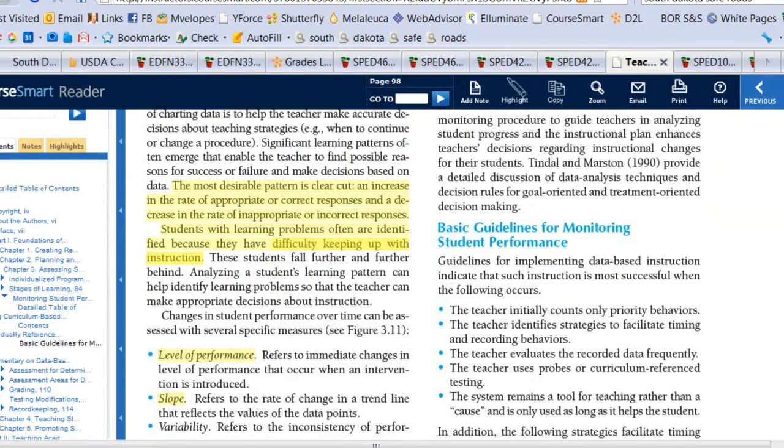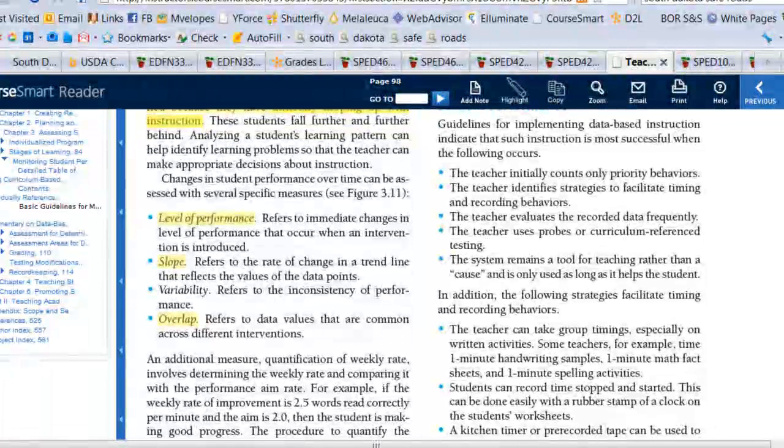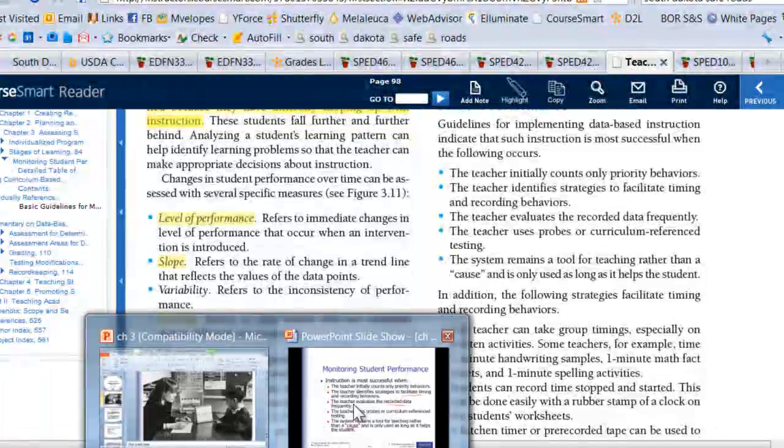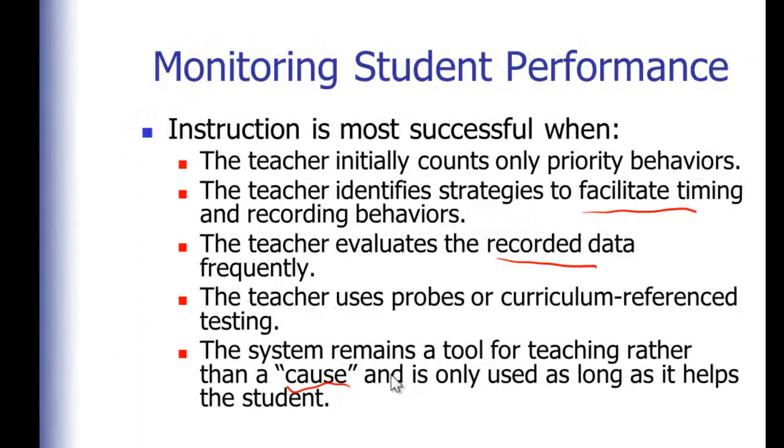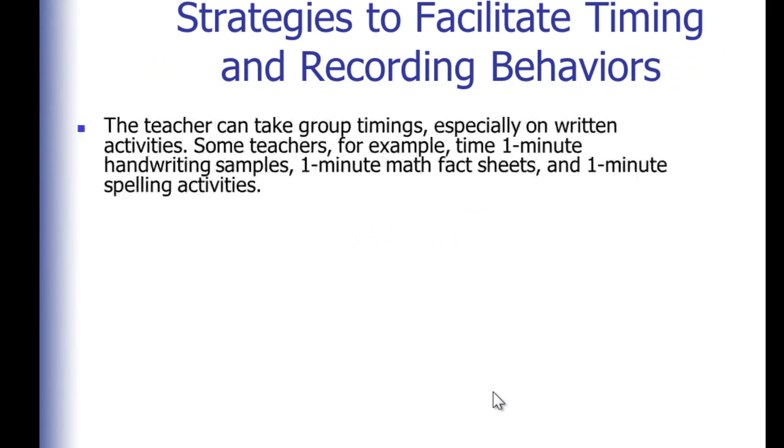So what are the guidelines for this monitoring? Well, you usually count this. Here, I can take you back here now. You're going to monitor this progress. You've determined what you're going to use and what you're going to teach. Then you count only the priority behaviors. Then facilitate timings and recordings. Then you evaluate that recorded data. Probes. We just talked about what probes were. And then you look at the system.